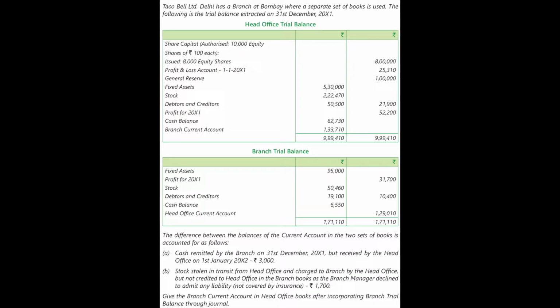So after closing all the accounts this way, a consolidated balance sheet and P&L account will be prepared by the head office. To understand this in more detail, let's do a problem together, which will be more beneficial to you. In this problem, what they have asked us to do is to give the branch current account in the books of head office after incorporating the branch's trial balance. As we just saw, before incorporating, we have to reconcile any differences that may be there.